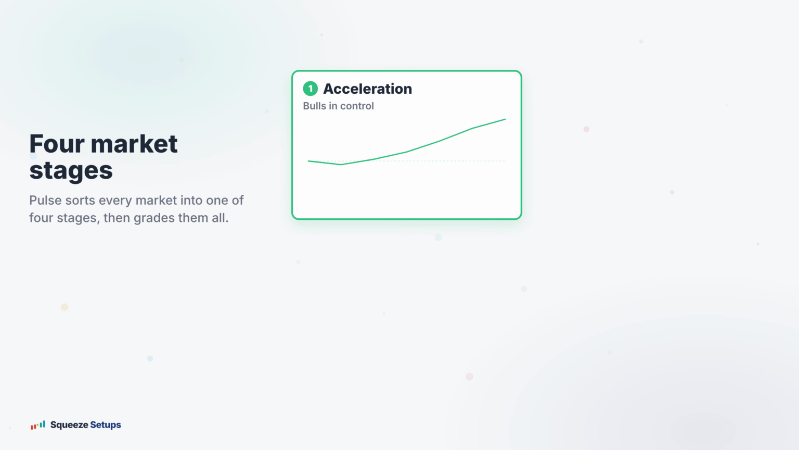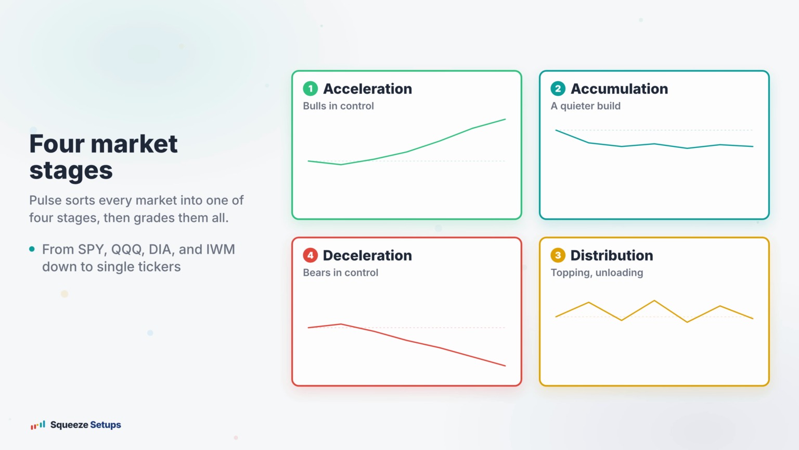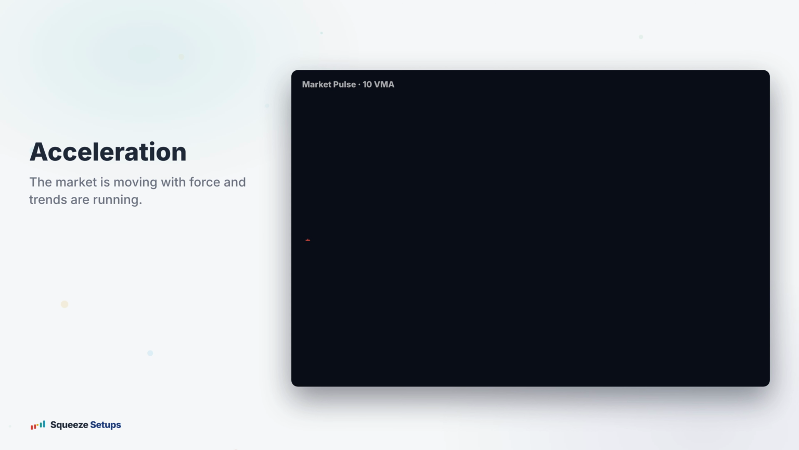Now, the market pulse sorts the environment into one of 4 different market stages, and it does this for all of the markets we support. That includes SPY, QQQ, DIA, and IWM, down to specific tickers. The 4 different market stages give you clues around what's to happen and what the current market regime is.